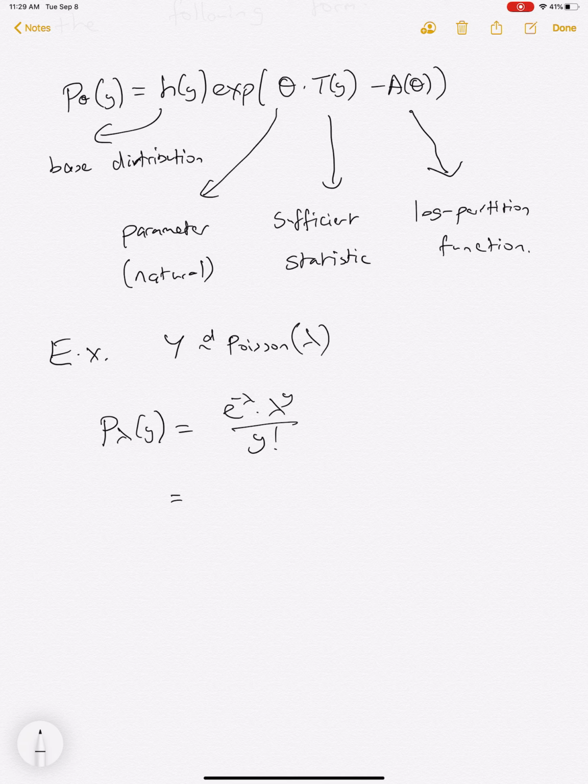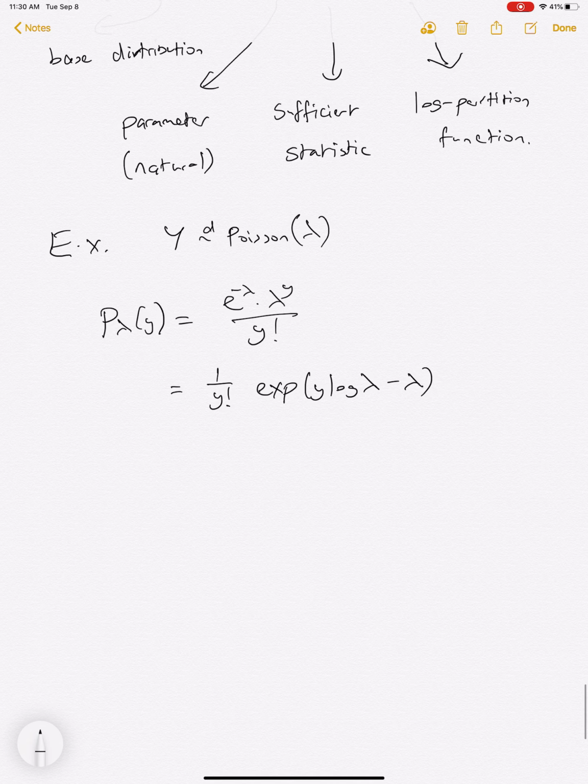So if we take an exponential, then take a log, you can see that this can be written as, you can just pull out the y factorial, and then you're going to have y log lambda, and then minus lambda. Okay, so one thing to note here is, this is our base distribution or base measure. y here is our sufficient statistic. Okay, now this is actually our theta. So theta here is log lambda.